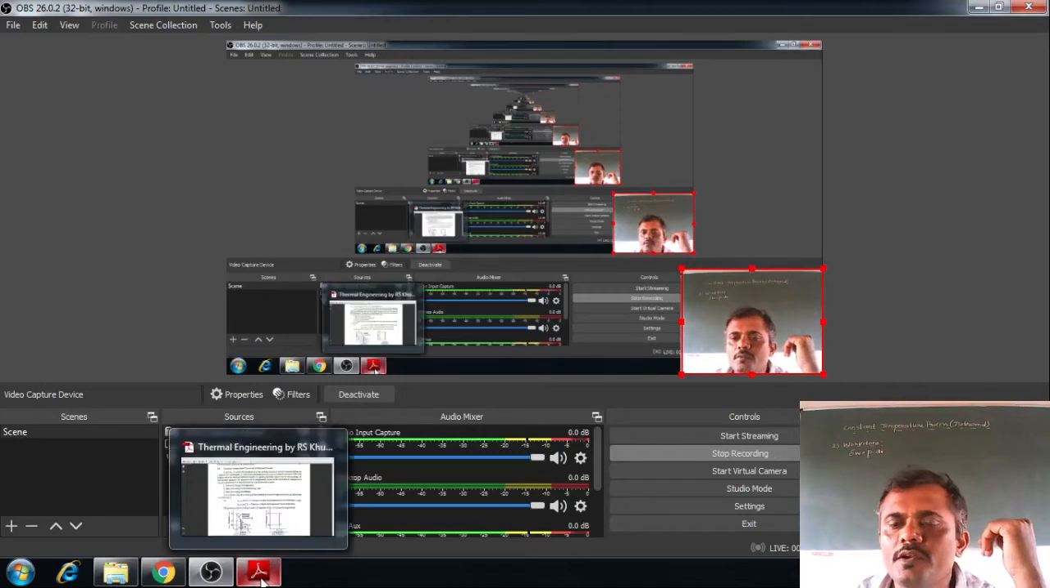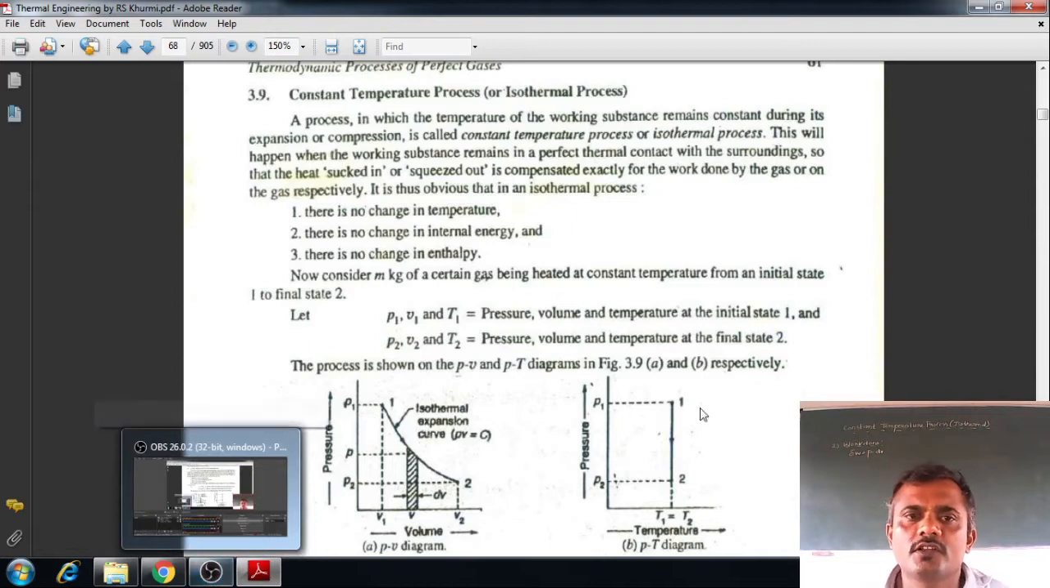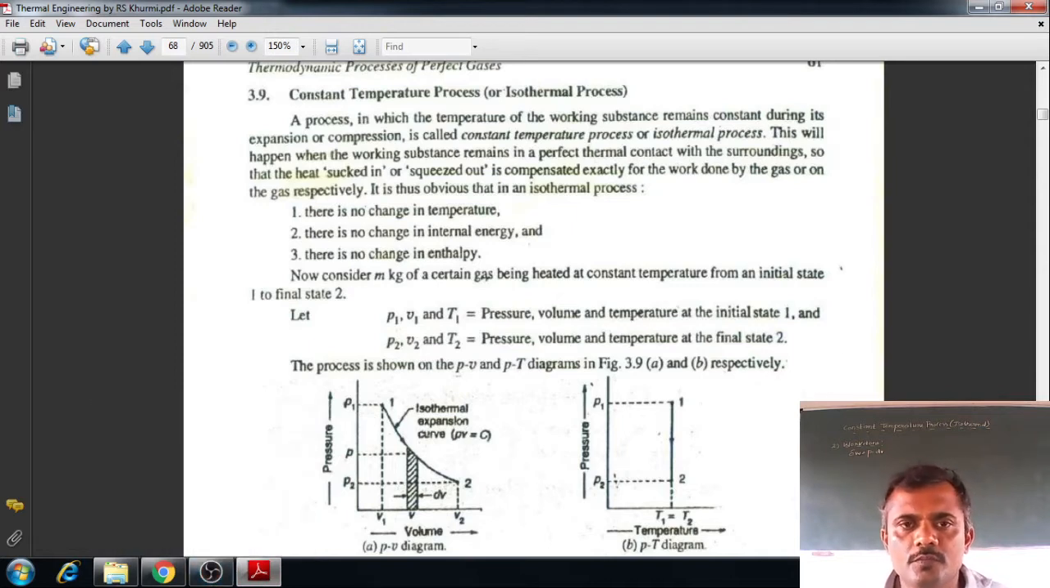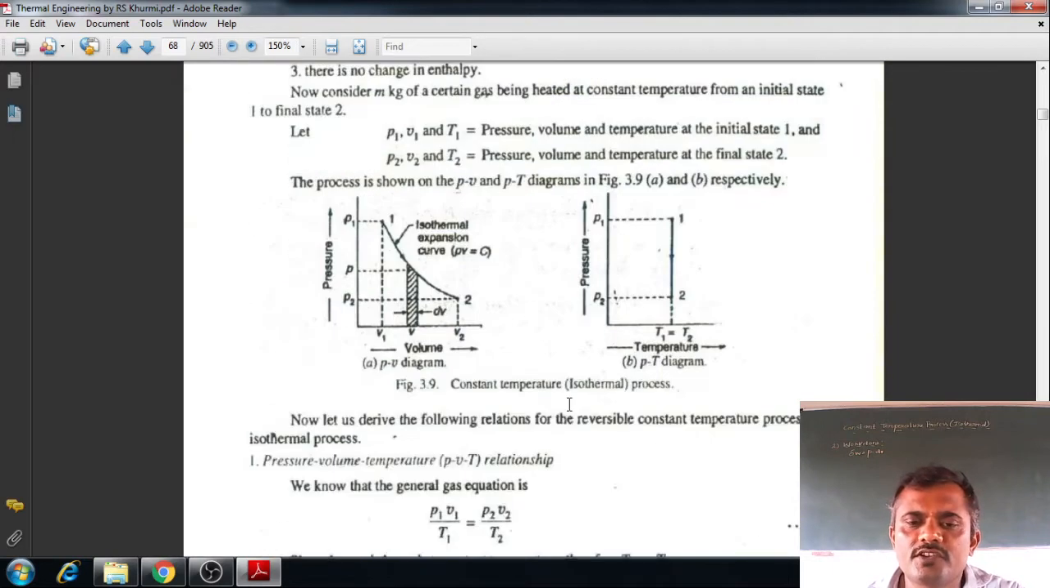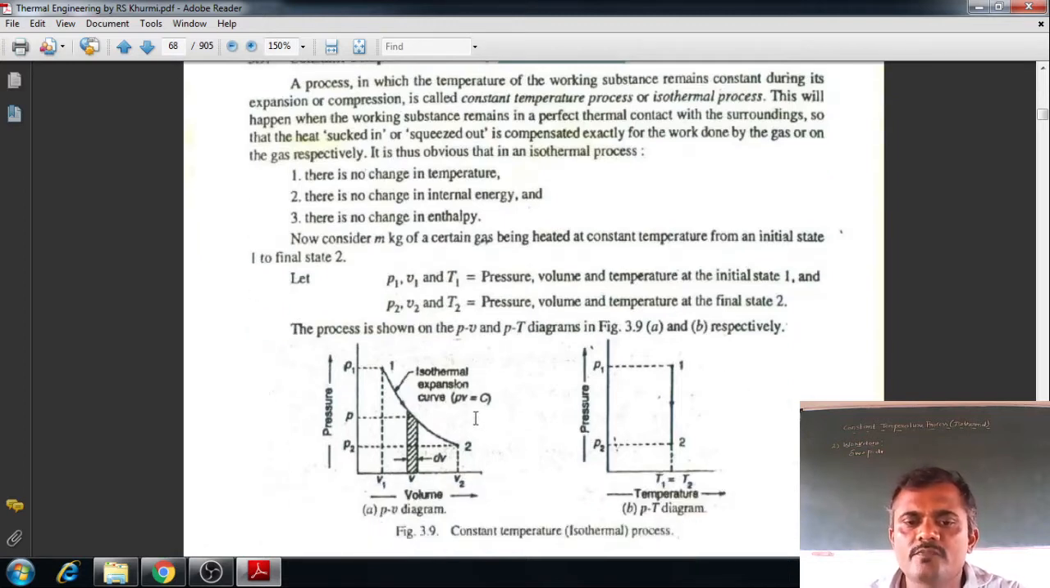Good morning, everybody. Today we will discuss the next very important process, that is called constant temperature process. We can also call it the isothermal process. Here we have to concentrate on the five equations: pressure, volume, temperature, and work done, enthalpy, internal energy, and heat supplied. Before that, please concentrate on this sketch which is given.